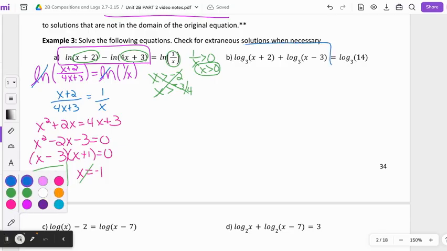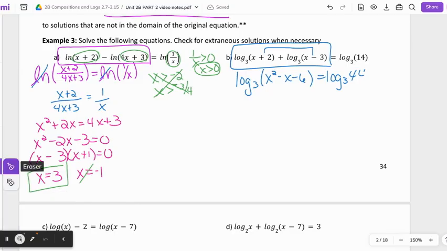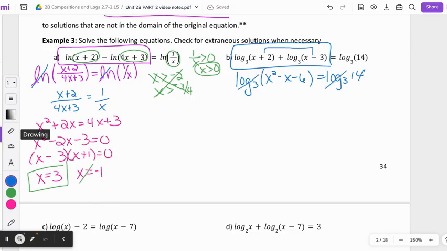All right, so again, we have multiple logs on the left, so let's use our log properties here. Since the two logs are being added, we're going to multiply the quantities we're taking the log of. So I'm going to just distribute those, x squared minus x minus 6 in there. And then I have log base 3, it's a 14 on both sides. So I can get rid of log base 3 and just set x squared minus x minus 6 equal to 14. Go ahead and get it equal to 0 so that we can factor.